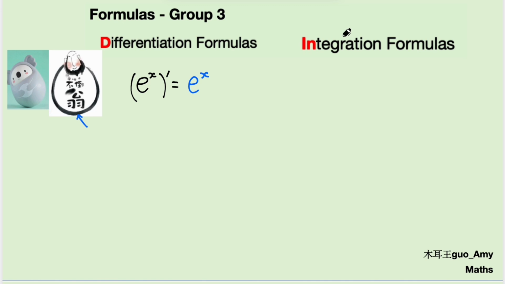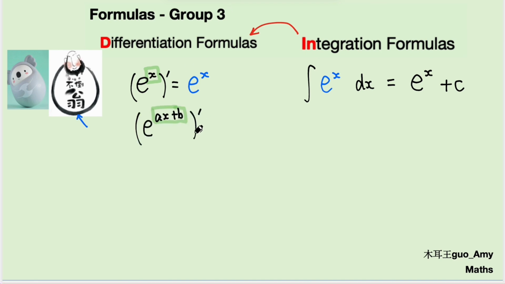For the integration formula, since it is the inverse operation of differentiation, when we integrate e to the power x with respect to x, the result will be e to the power x. Now we add c for the indefinite integral. For these two formulas, we can also change x to the general linear function ax plus b. Then, in this case, the inner function is the linear function ax plus b, and the outer function is the exponential function. By using the chain rule, we will have e to the power ax plus b.